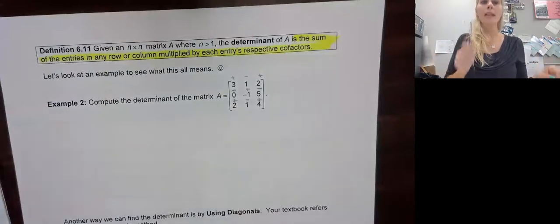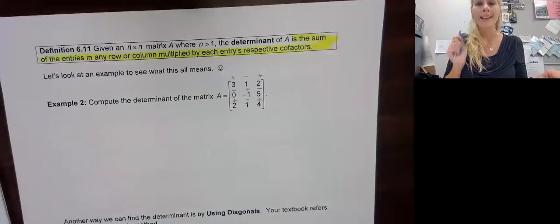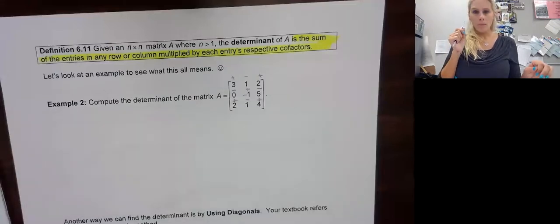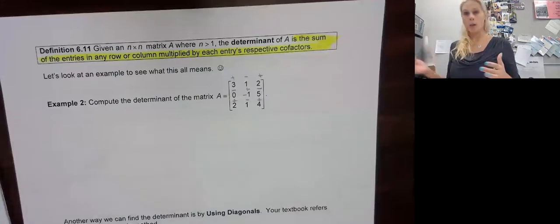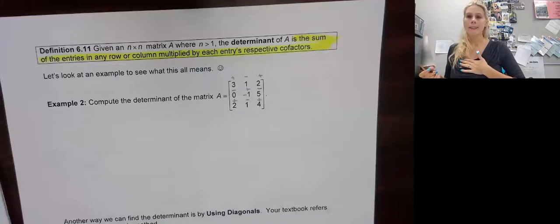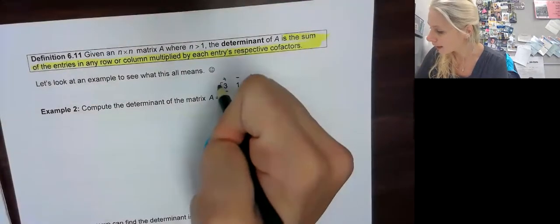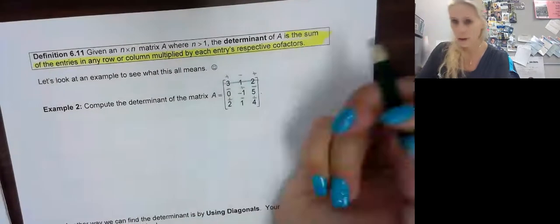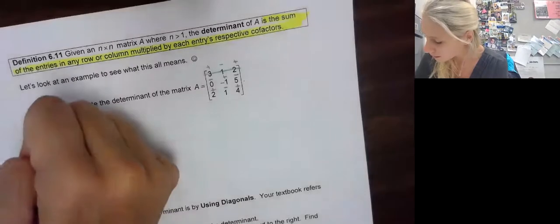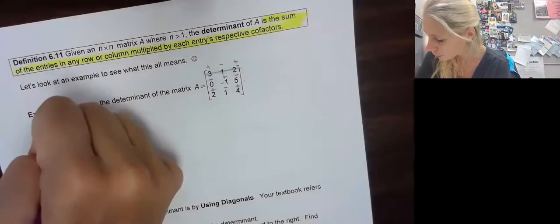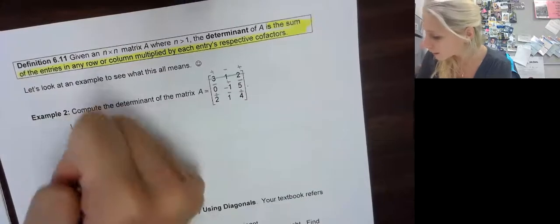The sum of the entries in any row or column multiplied by the entries' respective cofactors. Okay, so what does that mean? Well, here's a great way to do this. Pick one row or column. I would suggest always sticking with the same thing so that you don't get confused. Now, if I pick row 1, I'm going to start with my 3. So I'm going to denote this a different way. I'm going to do determinant of A equals. Now I'm going to start with 3.